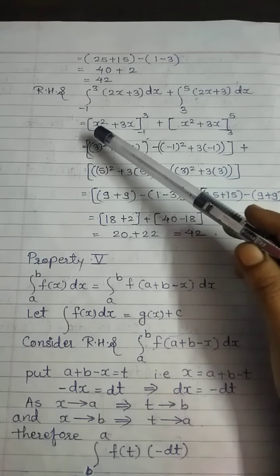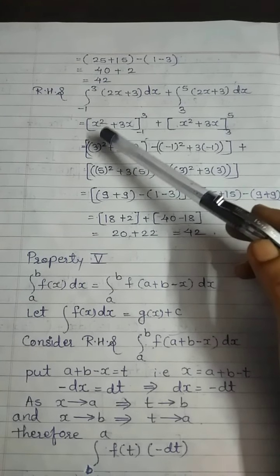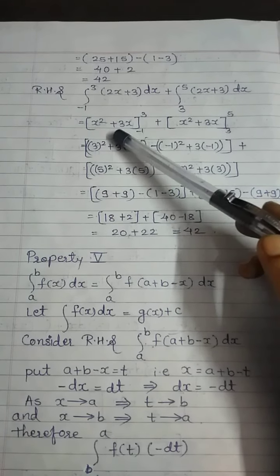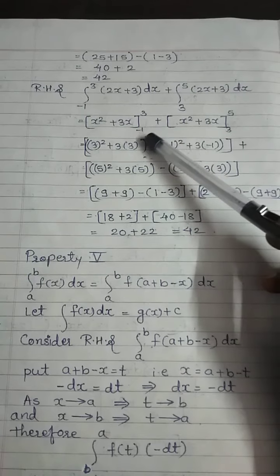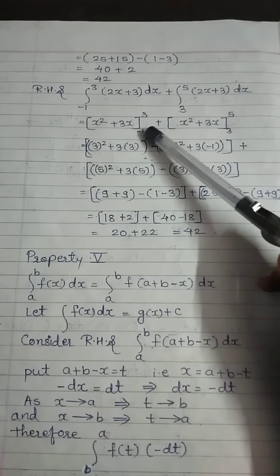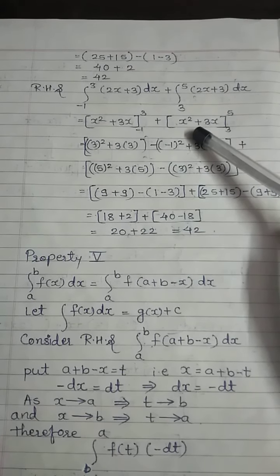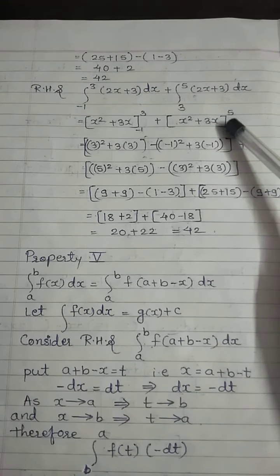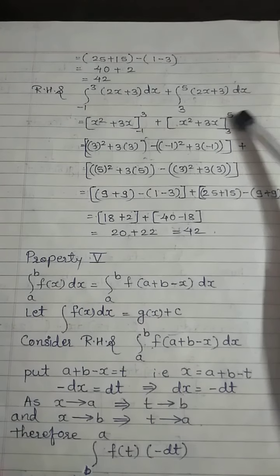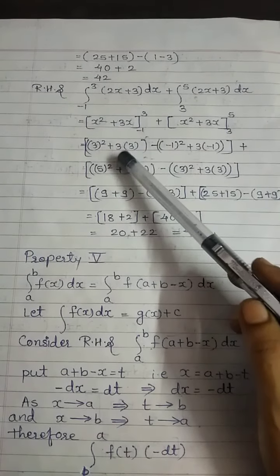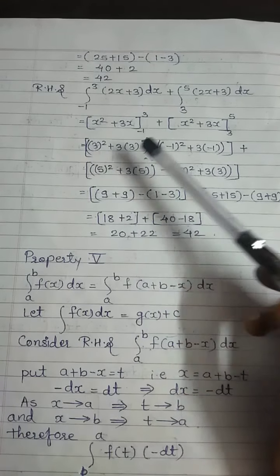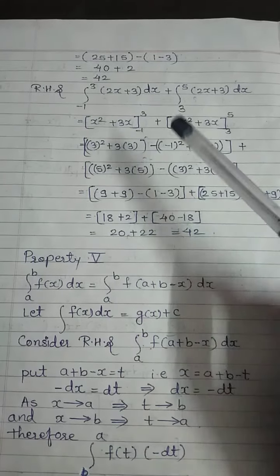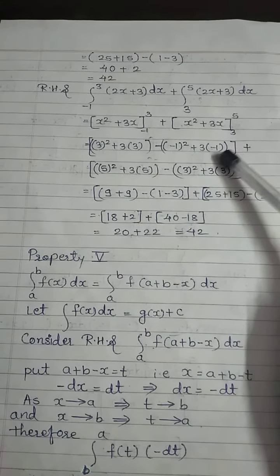Now here also we will integrate the term, so we will get 2x square by 2 gets cancelled, so x square plus 3x. Here the limits are minus 1 3. Here also we will get the same answer of integration, that is x square plus 3x, but the limits are different, that is lower limit is 3 and upper limit is 5. Now applying the limit, upper limit minus lower limit. So here we will get 3 square plus 3 into 3 minus minus 1 square plus 3 into minus 1.